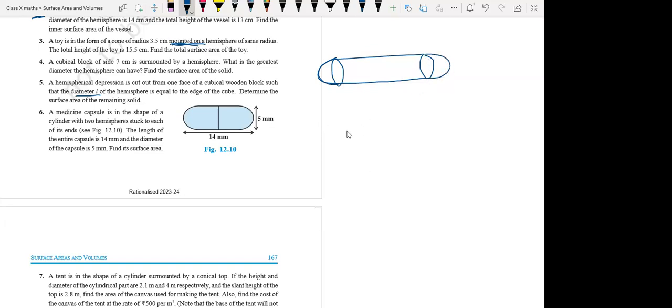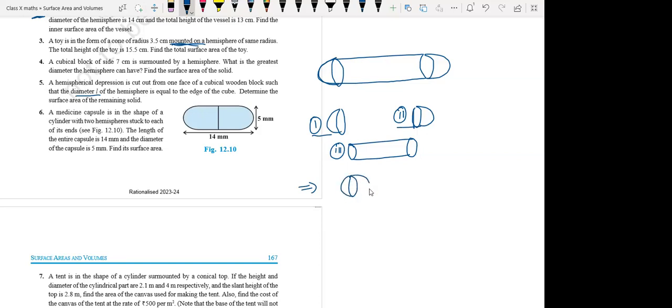Right? So if we divide these things, we have three shapes: this one, this one, and this one. If we combine one and two, we have this shape and this shape, so it will make a full sphere. So we have one full sphere and one cylinder. Remember, this part is open, this part is open, so only CSA is there.